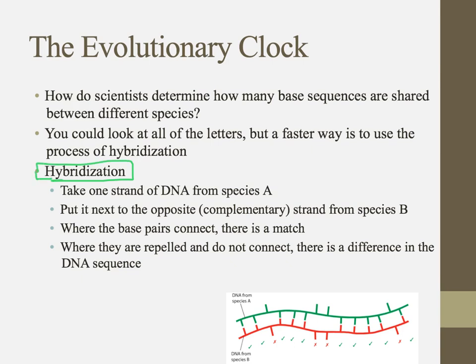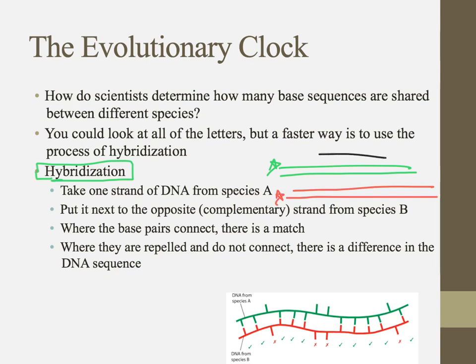We're going to take one strand of DNA from species A and separate it from its complementary strand. So I used to have two strands of species A, and I'm going to take one of them. Then I'm going to take a strand from species B, another species, but this time I'm going to take the opposite strand. And I'm going to take these two strands and put them together.